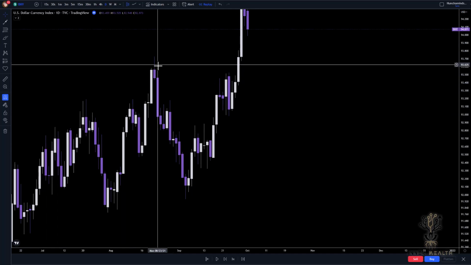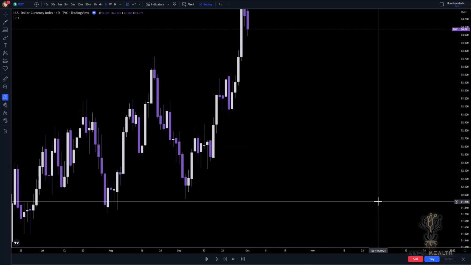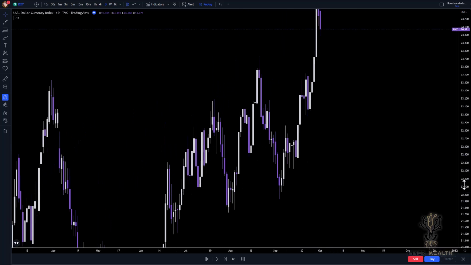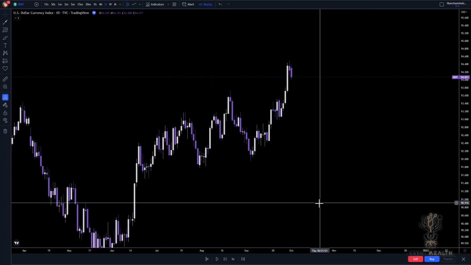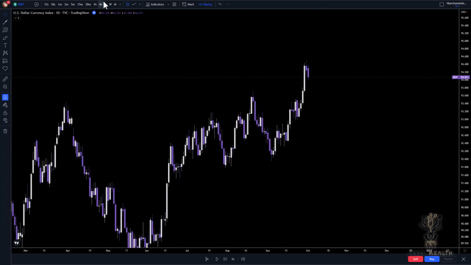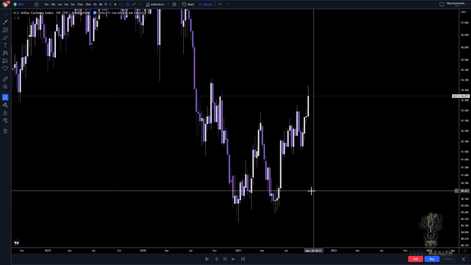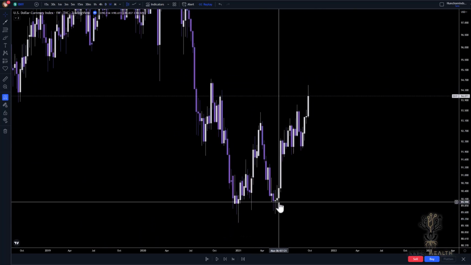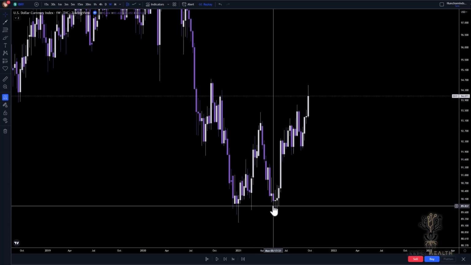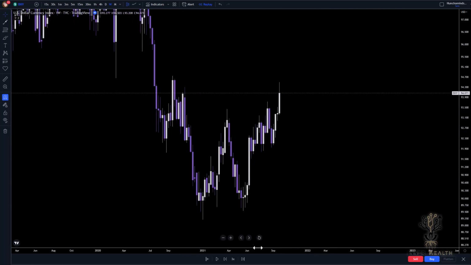Mitigation candles, guys, are very, very widely used. They're very much used in my trading as well. It's your common previous area of distribution or previous area of accumulation. Now the next thing that I'm going to show you guys is actually pretty cool.